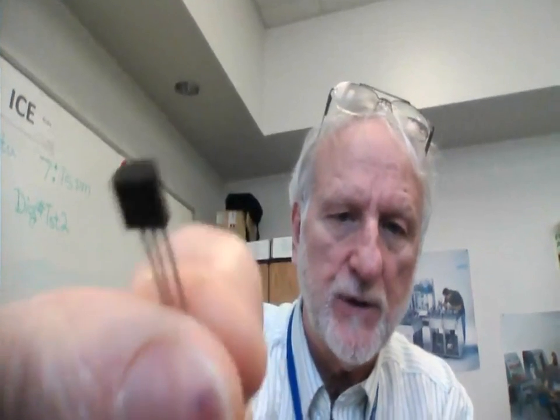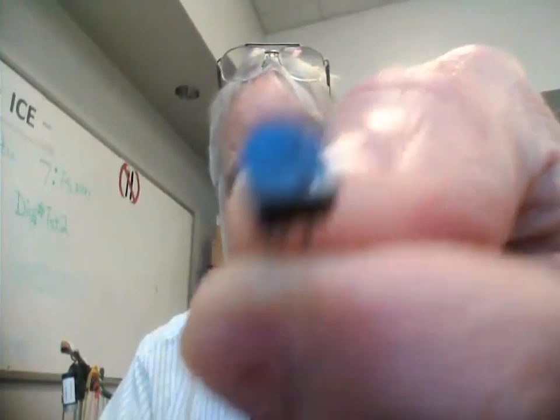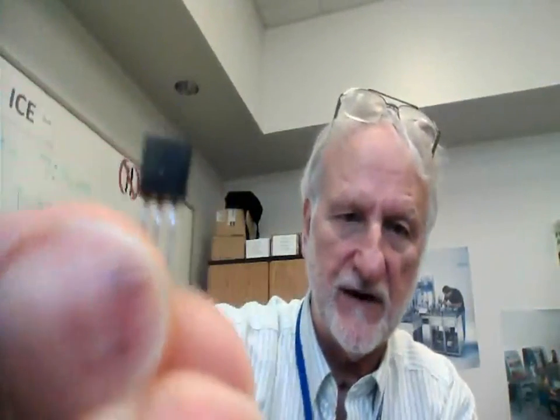This TO92 pack. So it's flat on one side, curved or circular on the back side, and then we have 3 leads coming out the bottom. And we'll look at this later on. I can show you how you can identify the leads.